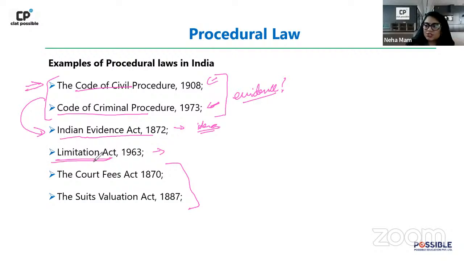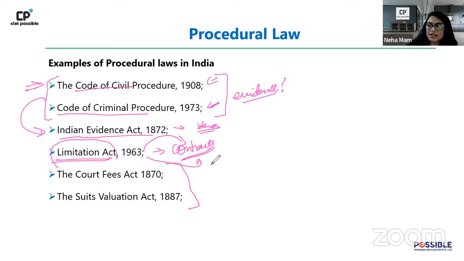Now, what does the Limitation Act do? Limitation Act provides you this. I think most of you would be aware of it, because we read this when you study contracts. Can you tell me what is limitation and how it relates to contracts? It will just show me how much each person is studying.